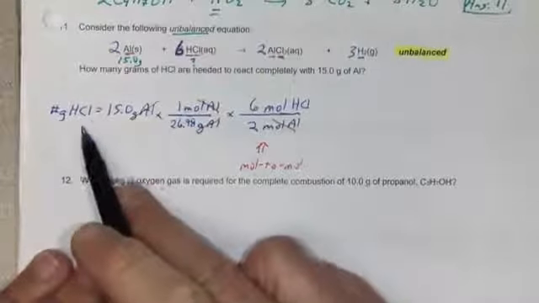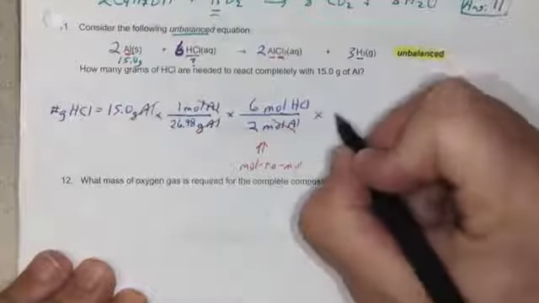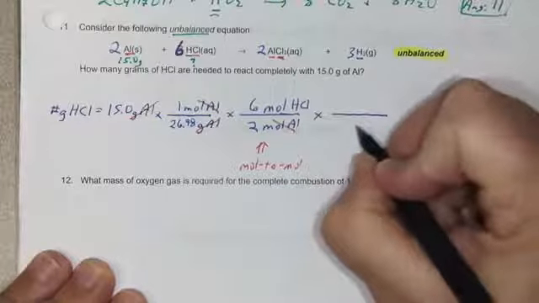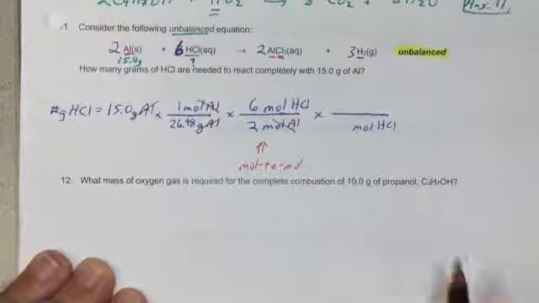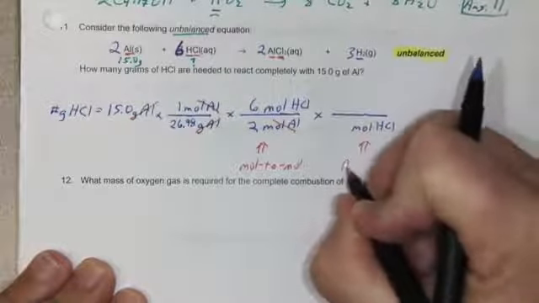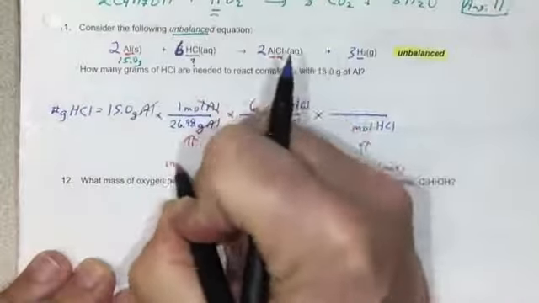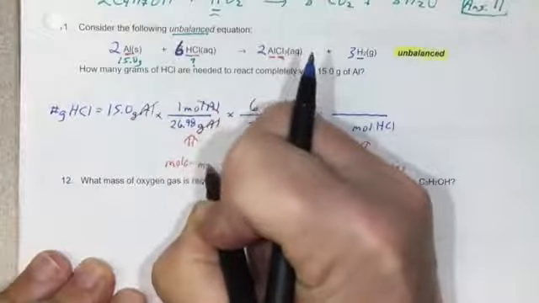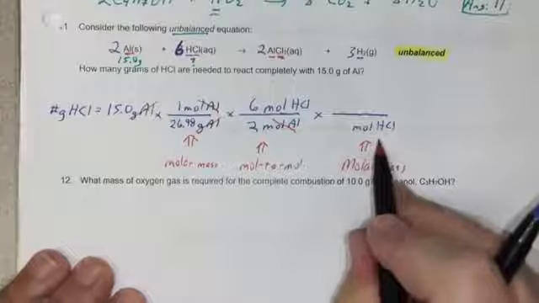Now, I wrote down what I wanted to know. Am I getting closer? Well, I have it in moles, and I need it in grams. So I'm going to say times, draw a line. I'll put moles of HCl in the denominator. Now, how do I go from moles of HCl to grams of HCl? I do it using the molar mass. So use molar mass. Now, notice I also use the molar mass of aluminum back here. And here I'm going to use the molar mass of HCl.